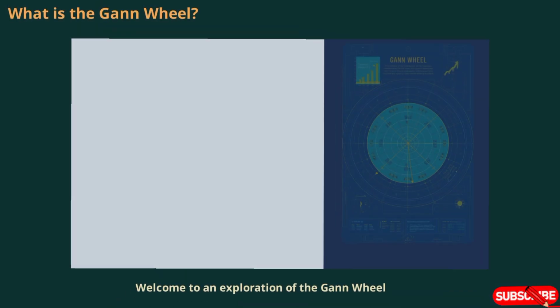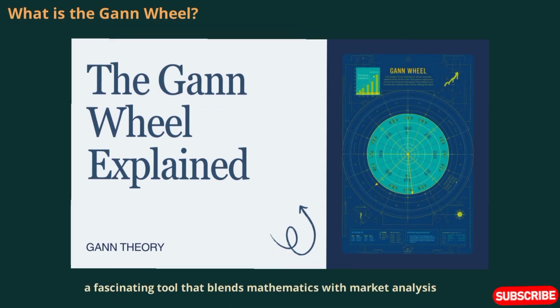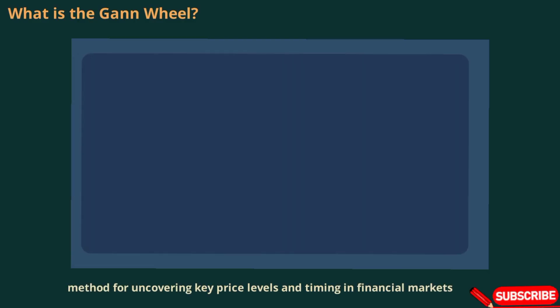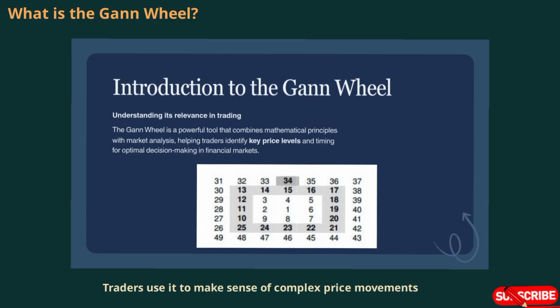Welcome to an exploration of the Gann wheel, a fascinating tool that blends mathematics with market analysis. The Gann wheel is more than just a chart. It's a method for uncovering key price levels and timing in financial markets. Traders use it to make sense of complex price movements, helping them spot opportunities and avoid pitfalls.